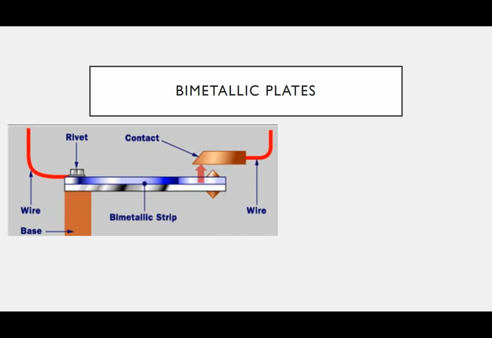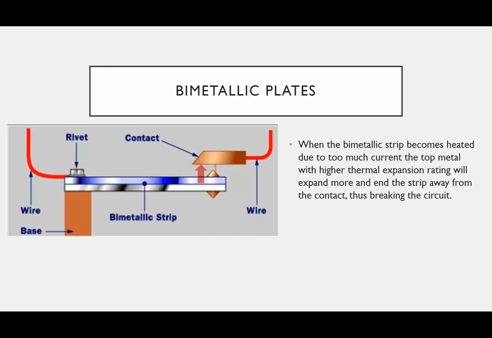All right, last part deals with bimetallic plates. These are very efficient in your house when you're dealing with circuits and circuit breakers. So basically here we have a diagram of a circuit breaker. The bimetallic strip is in the middle, and when it's touching this contact piece, you have created a closed circuit, current can flow. What happens is when the bimetallic strip becomes heated due to too much current, if I'm flowing 20 amps through there, the metal itself is going to overheat, and if I have no way to break that circuit, my house is going to burn down.